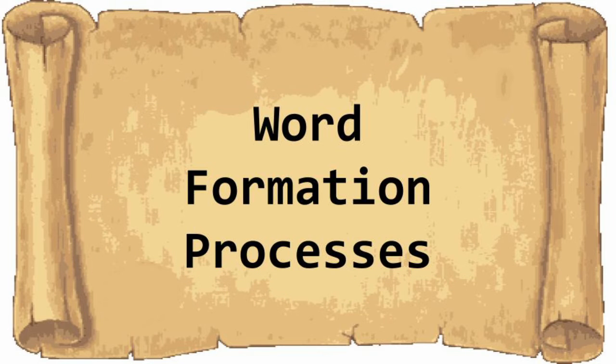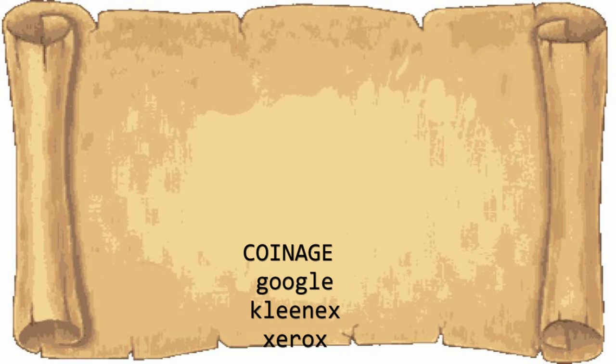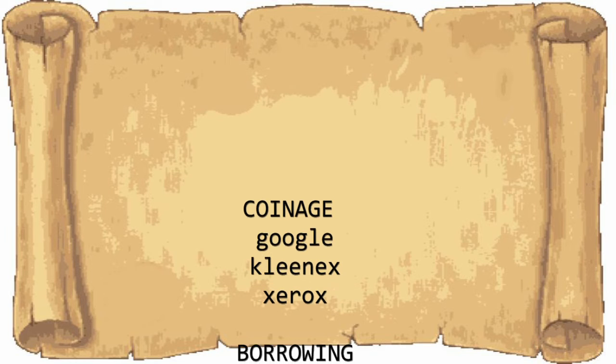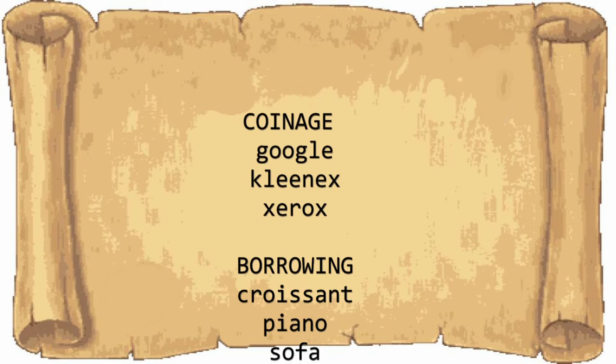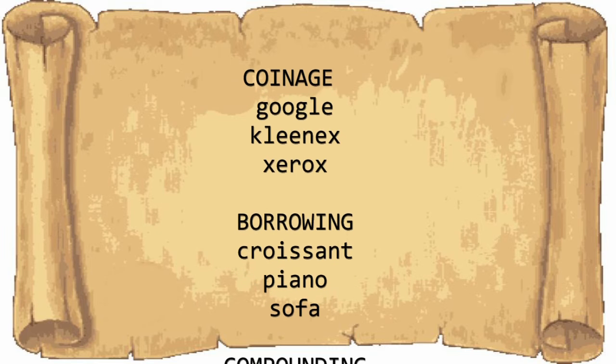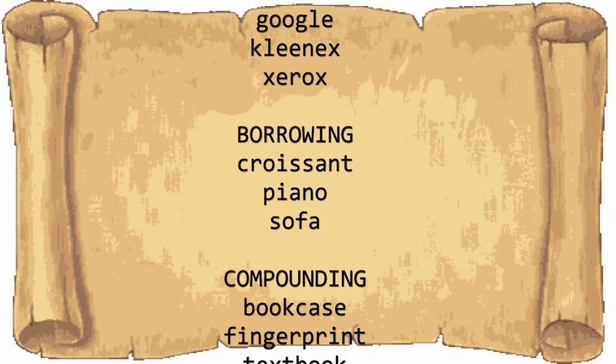Now let's talk about word formation processes. These are the processes by which new words are created and added to the language. Let's take a look at some of them. Coinage, the invention of totally new terms. Borrowing, the taking over of words from other languages. Compounding, the joining of two separate words to produce a single form.